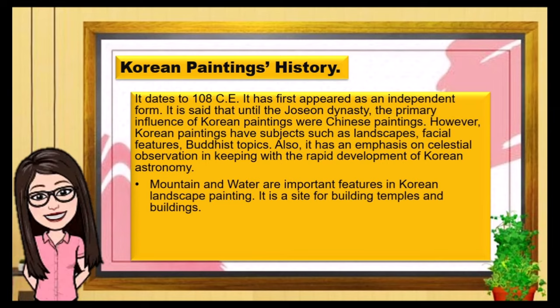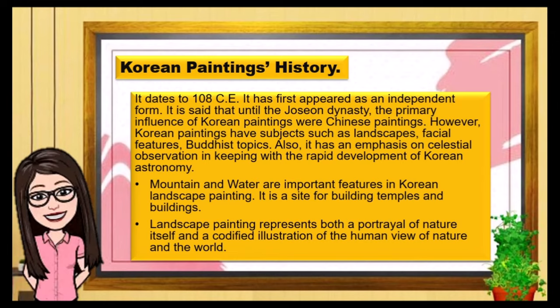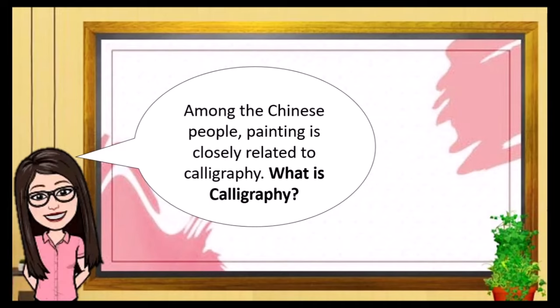Mountain and water are important features in Korean landscape painting. It is a site for building temples and buildings. Landscape painting represents both a portrayal of nature itself and a codified illustration of the human view of nature and the world. Among the Chinese people, painting is close.